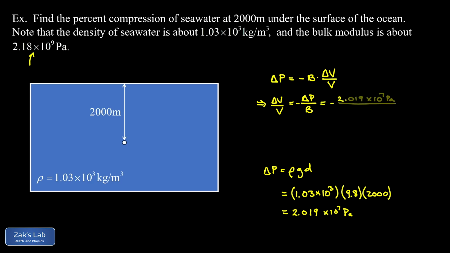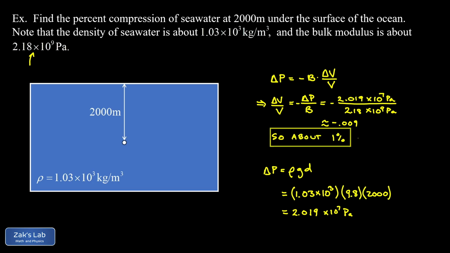So we'll go ahead and plug that in, and then we'll plug in our bulk modulus for the seawater. And this gives us a result of about negative 0.009. Now again, the minus sign just means we're talking about a compression instead of an expansion. And this number rounds to about 0.01. So if we're going to express this as a percentage, we can say the compression of seawater at a depth of 2,000 meters is about 1%. So that's another reminder that although liquids are compressible, they are incredibly stiff. So we're talking about immense pressure 2,000 meters below the surface of the ocean, and we only get about a 1% compression of the seawater down there.